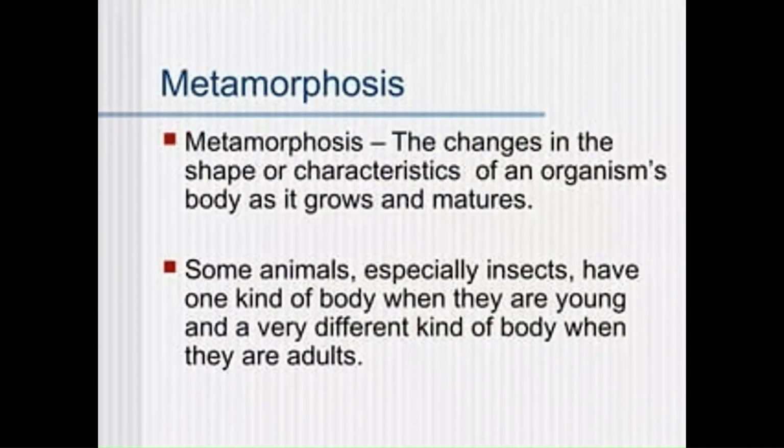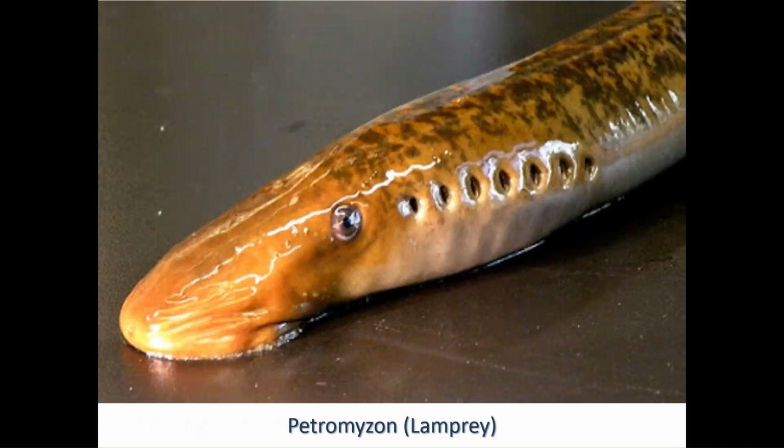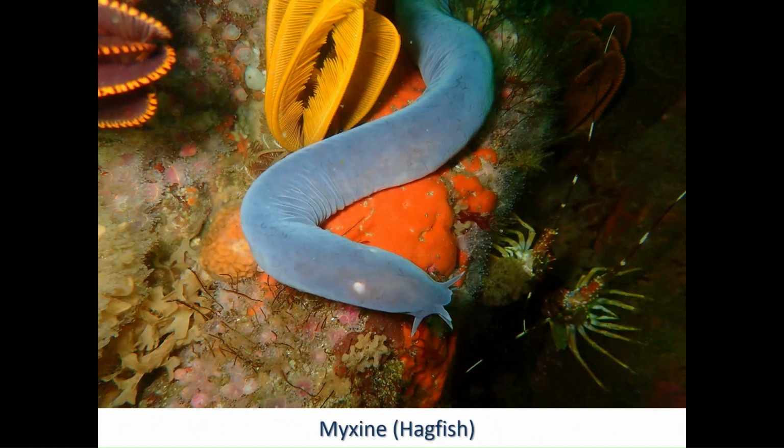What is metamorphosis? It is a change in the shape or characteristic of an organism as it grows and matures. In some animals, like insects, they have one kind of body when they are young and a different kind of body when they grow adult. The change of the process from young one to adult form is metamorphosis. Some examples of Cyclostomata are Petromyzon, lamprey, Myxine, or hagfish.